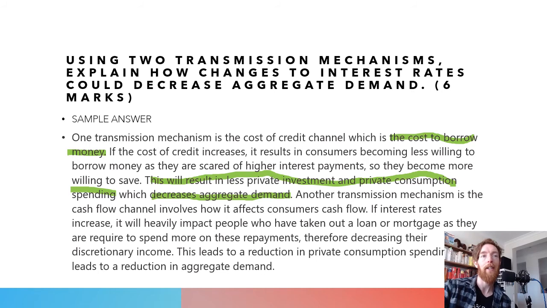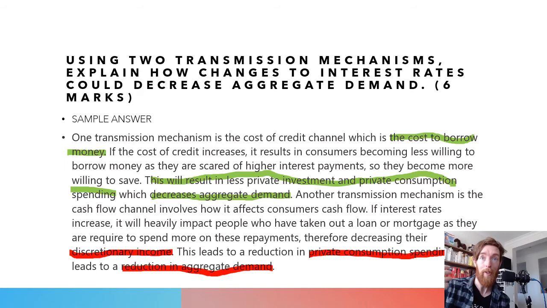If interest rates increase, it will heavily impact people who have taken out a loan or mortgage as they are required to spend money on these repayments, therefore decreasing their discretionary income. This leads to a reduction in their private consumption spending, which is the key component of how it affects aggregate demand, and therefore a reduction in aggregate demand. It's just really clear, those last little points are the majority of showing that you can apply what you know about that.